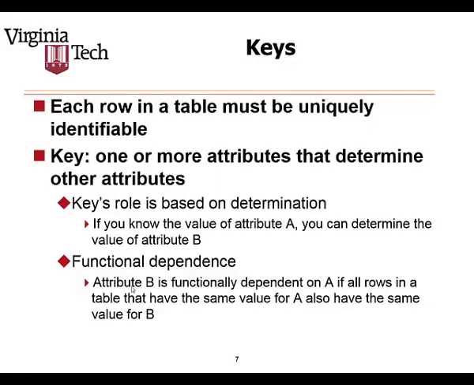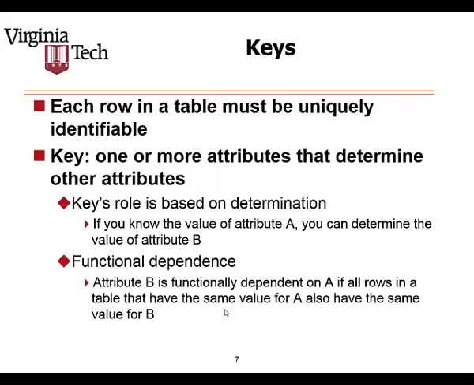Functional dependence is sort of just a fancy way to say determined. Attribute B is determined by A. Attribute B is functionally dependent on A if all rows in the table that have the same value for A also have the same value for B. So that is sort of a more abstract general definition, right?